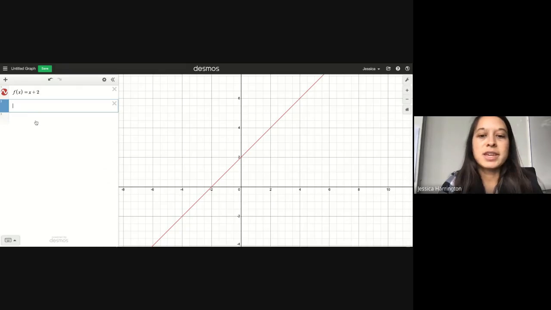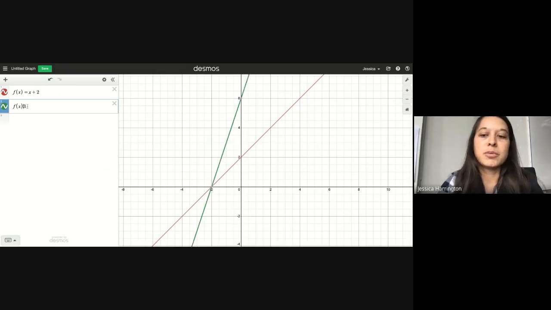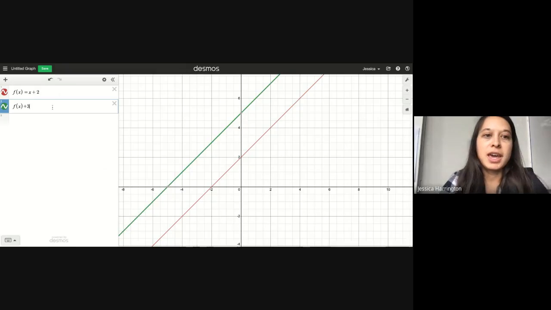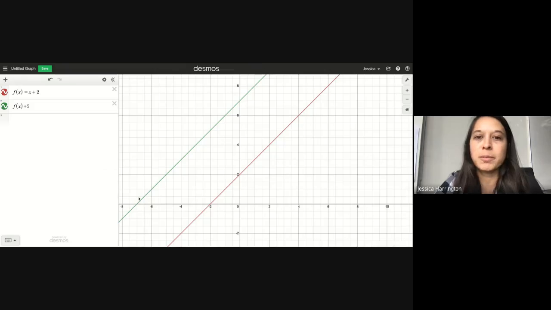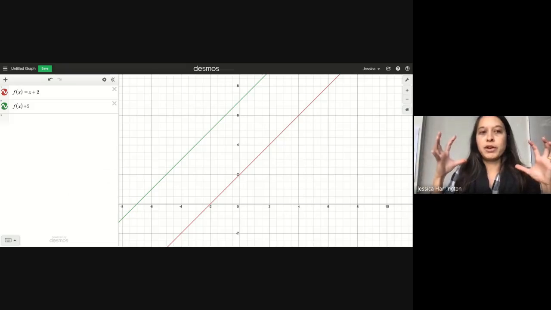So now what if I take f of x and add 3 to it? Well, what happens? Everything gets shifted up 3 spaces. The y-intercept went from 2 to now it's at 5 because 2 plus 3 equals 5. If I add 5 to it, it moves it up 5 spaces. Every single point moved up 5 spaces. This is a vertical translation. So if you add a number to a whole function, you move it up.